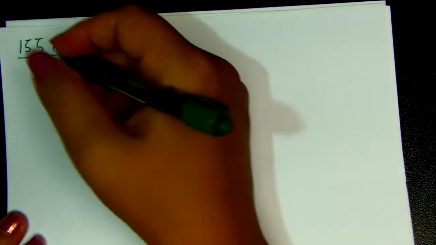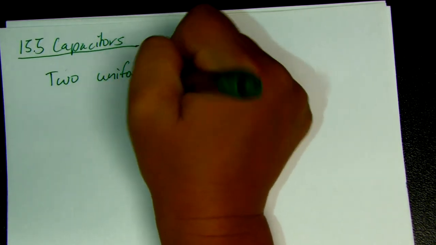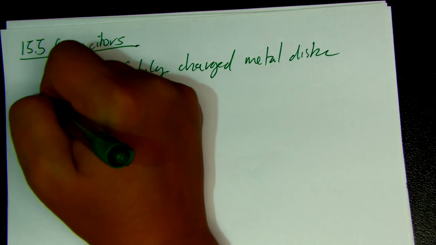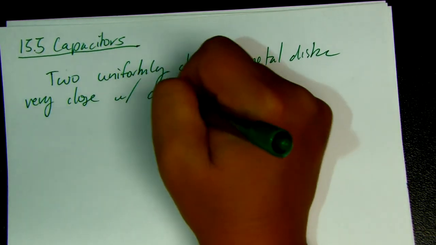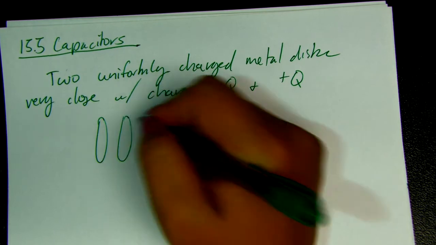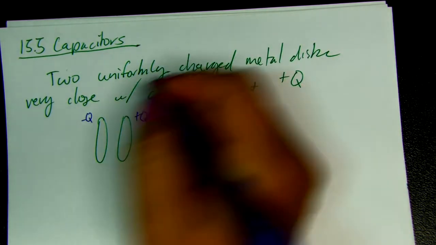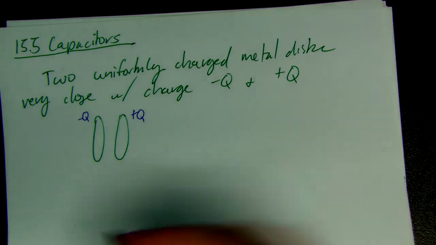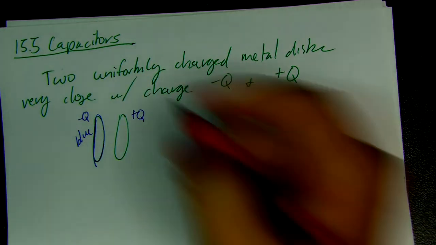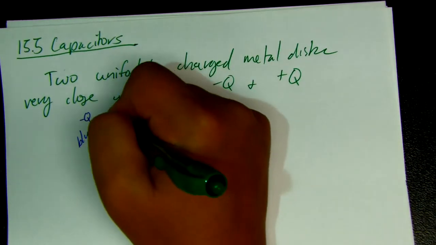Although the building will come a little bit later in the class. So what a capacitor is: if you have two uniformly charged metal discs very close, with charge minus Q and plus Q. They could be on either side, but minus Q and then plus Q. These Q's are going to be typically equal in magnitude, and you'll often see them using those conventions, blue for minus and red for the positive side. And they'll be separated by some S.